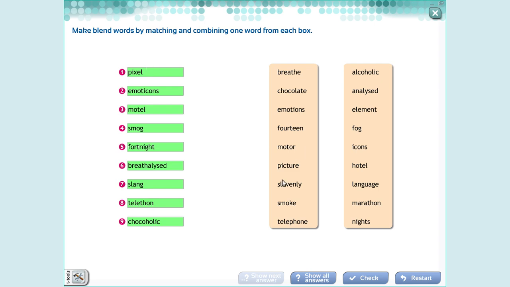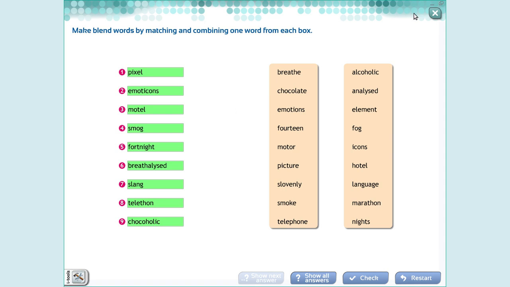Okay, pixel, I mix picture with element. Emoticon, I mix emotion with icon. Motel, motor and hotel. Smog, smoke and fog. Fortnight, 14, night. Breathalyze, breathe and analyze. Slang, you mix slowly and language. Telethon, you mix telephone with marathon. And chocoholic, you mix chocolate with alcoholic. Okay? Great.